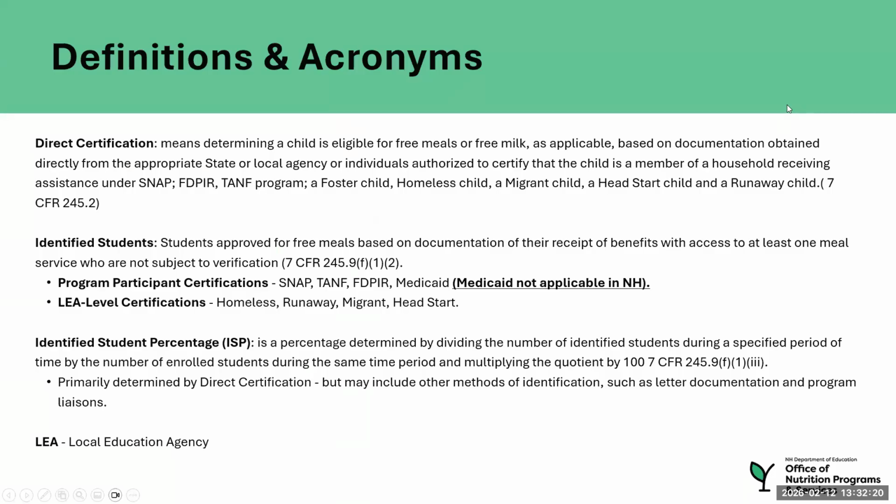So here are some definitions and acronyms that I'll be going over throughout the presentation. So direct certification, I'm sure you guys are all familiar with this. So this is just determining a child for free meals based on documentation provided by state or local agencies. So these are for your kiddos that are certified under SNAP or TANF. And then also those children that are foster child, homeless, migrant, Head Start, or runaway. And then you'll also be hearing me saying identified students, and these are the students that are approved for those free meals based on that documentation.